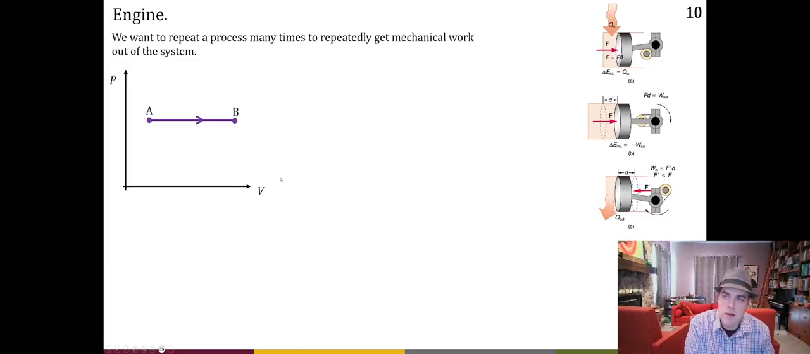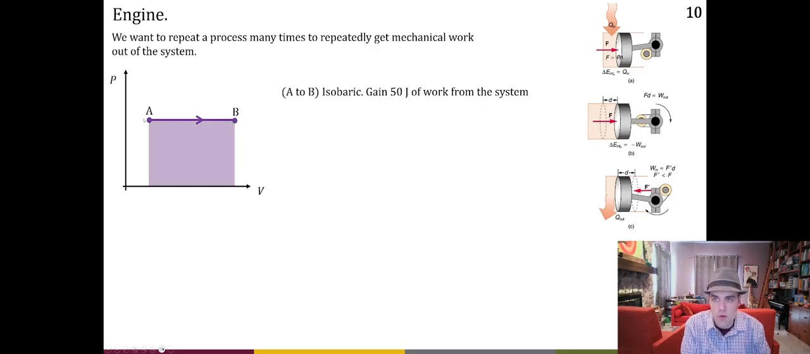All right, now for an engine, we want to repeat this process. So we don't want to go just from A to B. We've got to get back to A somehow in order to repeat the process over and over again. So let's start here. If we go from A to B, we're going to get a lot of mechanical work here, so there's an area under the graph. It's to the right, so the gas is doing positive mechanical work. This is an isobaric because the pressure is not changing. So we're going to gain 50 joules of work from the system.